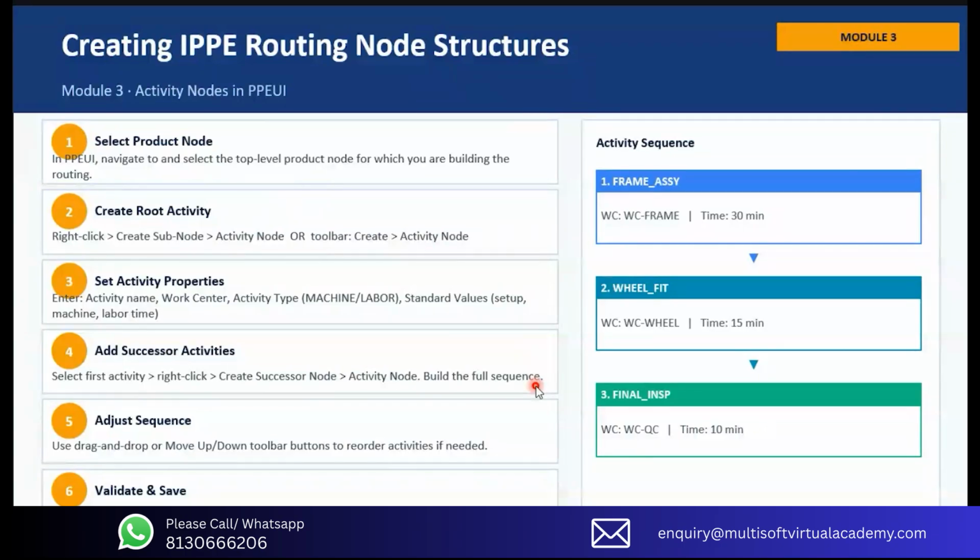Then validate and save. Once you validate, you review the activity sequence and save, verifying the work center assignments, how the work centers are assigned. When you do that, this is how a routing node structure is created in IPPE, and this is how it appears on the right side.